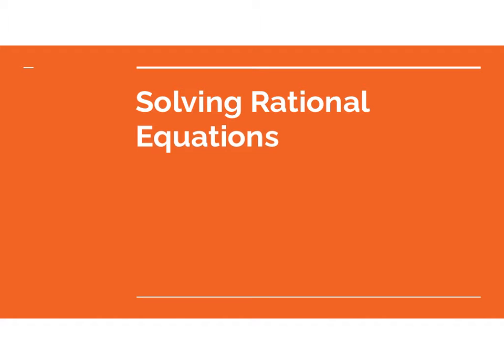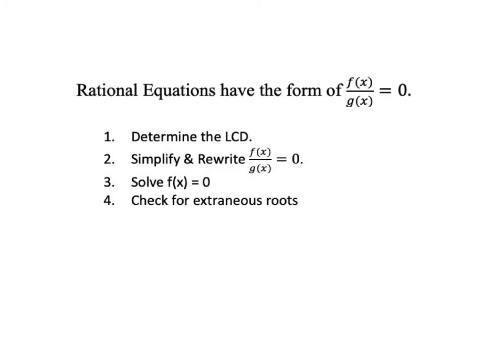In this lesson, you are going to learn how to solve a rational equation. A rational equation is where you have a polynomial in both the numerator and denominator. So what you want to do is get this in standard form equal to 0. You're going to determine the least common denominator, meaning you're going to simplify it and rewrite it in this form, where it's one polynomial over another. So you can't have addition and subtraction, and it has to be equal to 0.